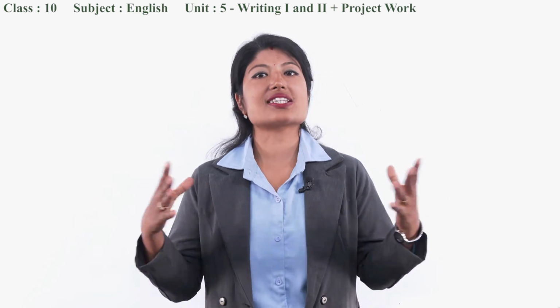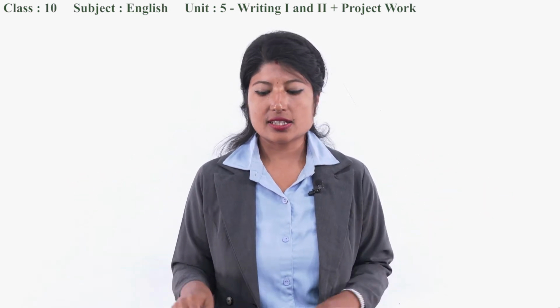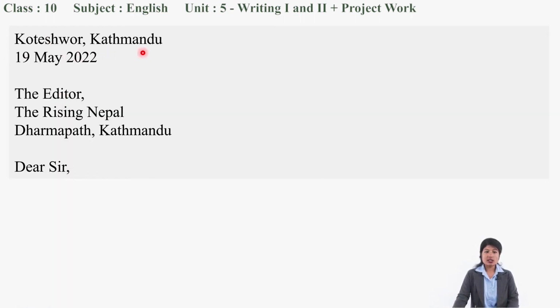Okay, how do we start now? How do we start such letter? Here it goes, the starting. Kotesar, Kathmandu, 19 May 2022. What is this? Kotesar, Kathmandu, whose address is it? Yes, this is sender's address. Suppose if I am writing, then I will write my address over here. If you are writing, then you write your own address here at the top of left hand side.